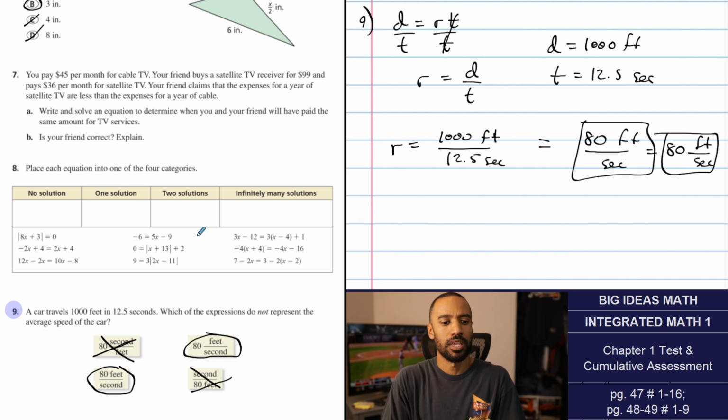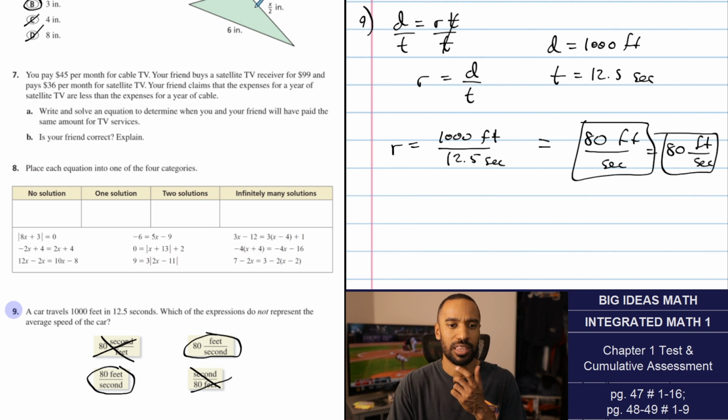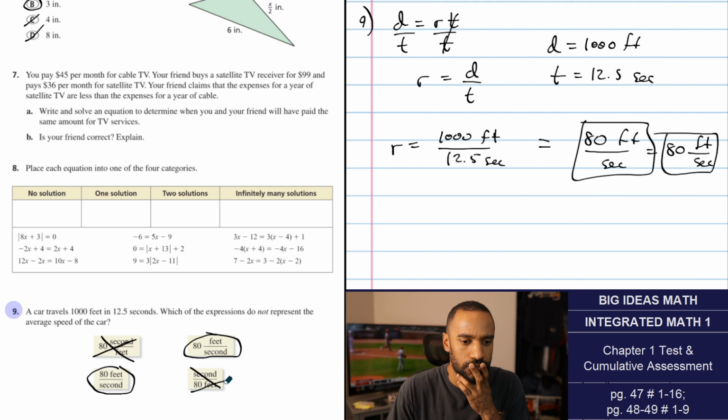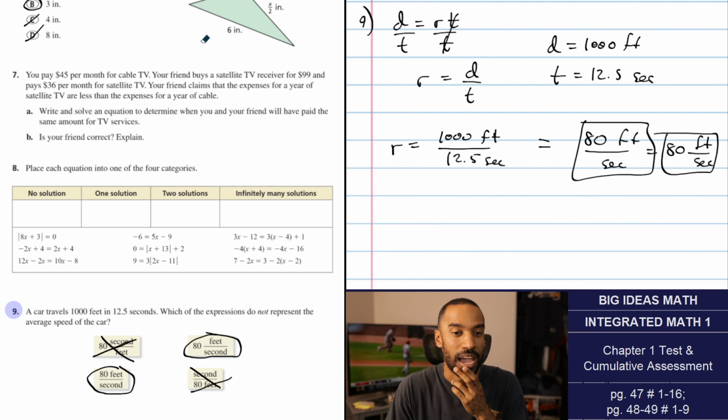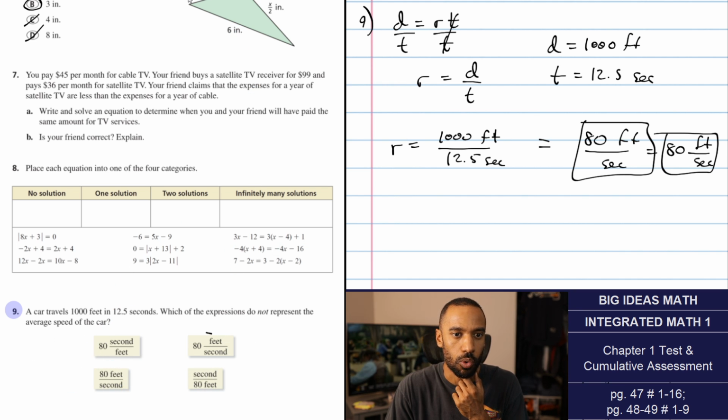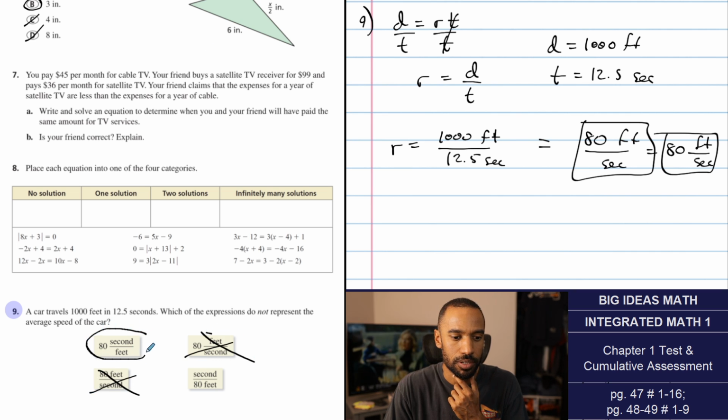Actually, you know what? I take it back. Let me state this again. I take this back. Your rate... Actually, no, you know what? I don't take it back. But I do take back the answer. It says which ones do not represent the average speed of the car. Let's totally change that. Which ones don't represent the average speed of the car? These do, therefore these don't.